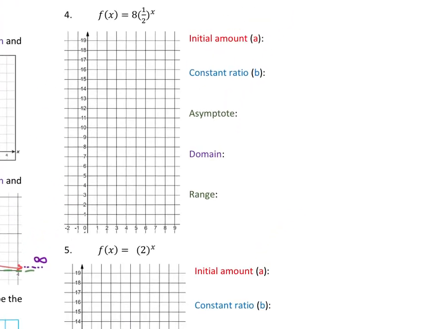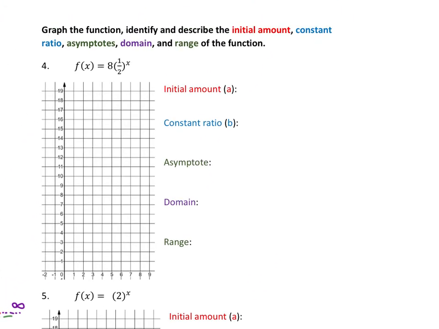Last thing we want to do here is graph the functions. These are very easy to graph when I'm picking nice, pretty numbers for you. We're going to start by graphing the initial amount and then use the constant ratio to create more coordinate points. So for number 4, it says f of x is equal to 8 times 1/2 to the x power. Well, I know that my initial value is that first number right there. My initial amount is going to be 8. So I can go ahead and plot me a little point at 8. That's going to be my initial value.